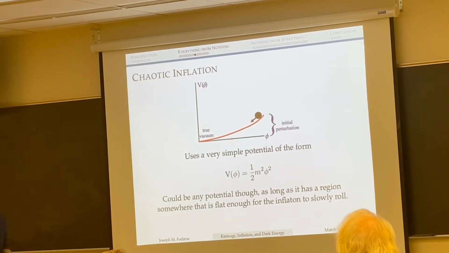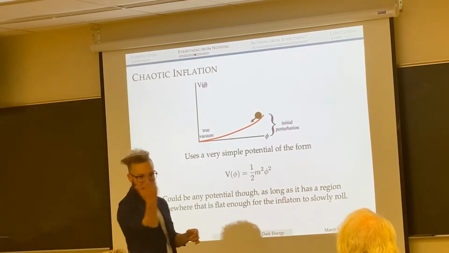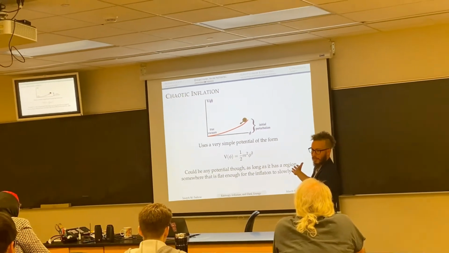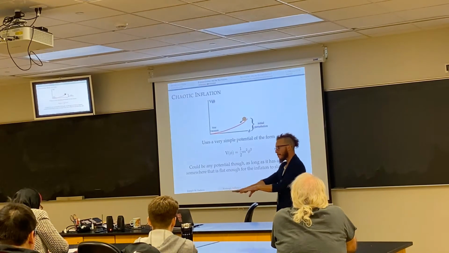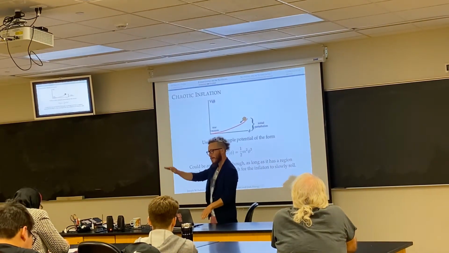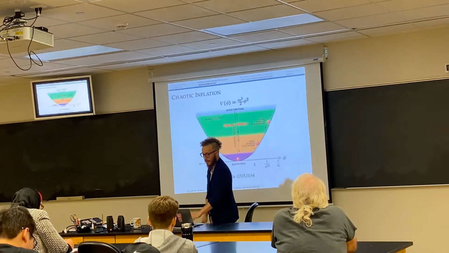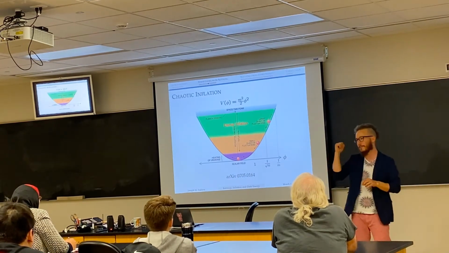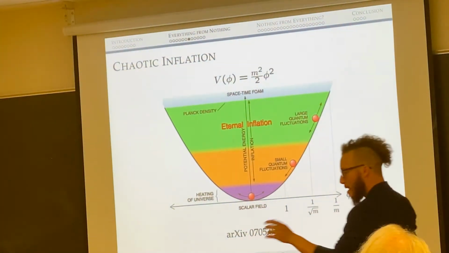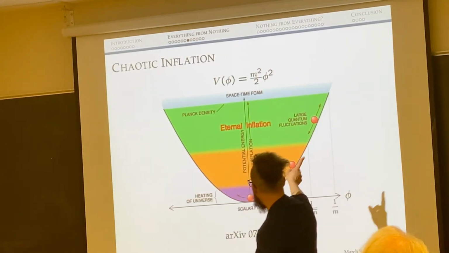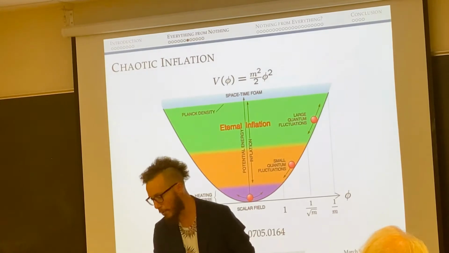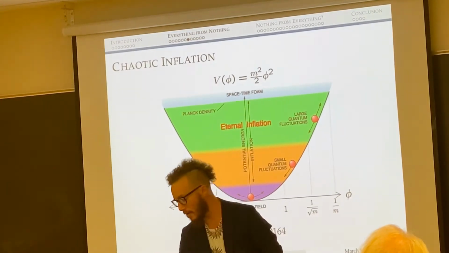That's it. And the beauty behind this, and this is just like Glenn's comment before, it could be any potential, really, as long as there's a region flat enough for the marble or inflaton to roll slow enough. Okay? And then at this point, you kind of just got to take my word on that for now. I will show you some stuff in a moment, but we're going to talk about it later. Anyway, this is just another figure showing the quantum fluctuations. They could be small, they could be large, and so on and so forth. You can look up the paper here if you want to check out the details.